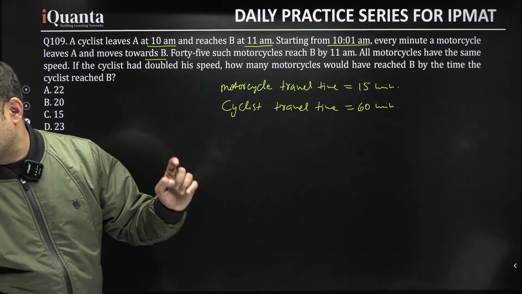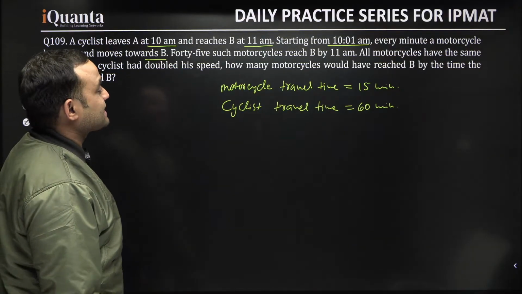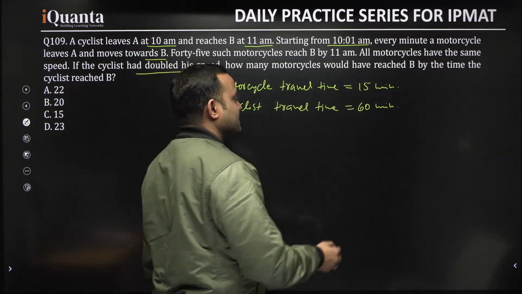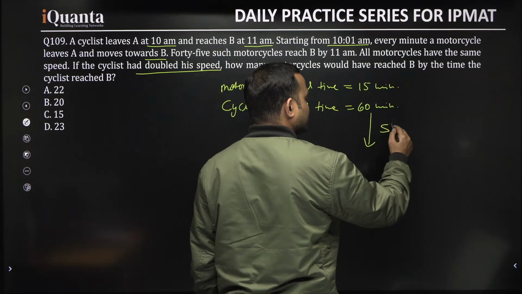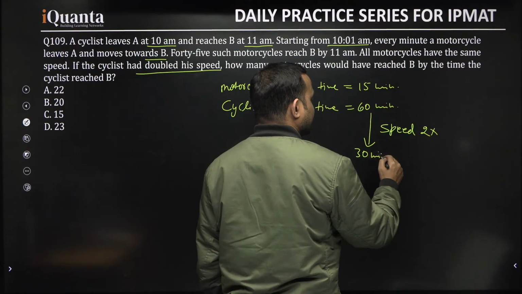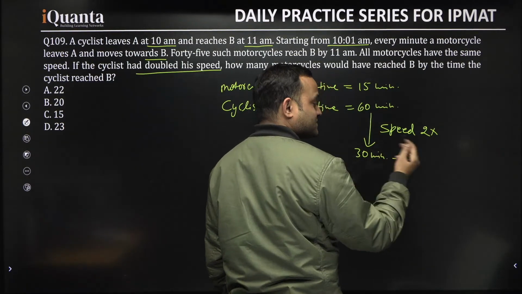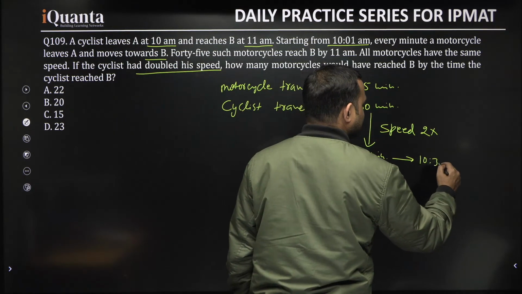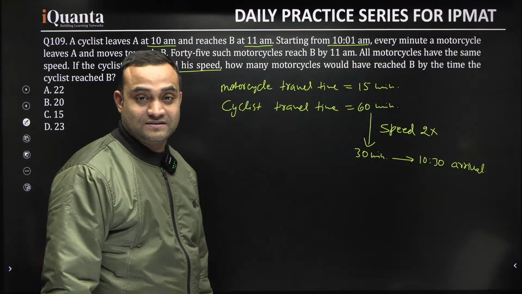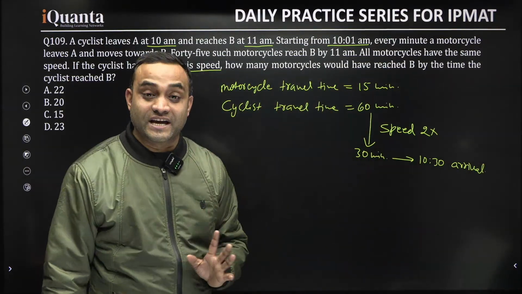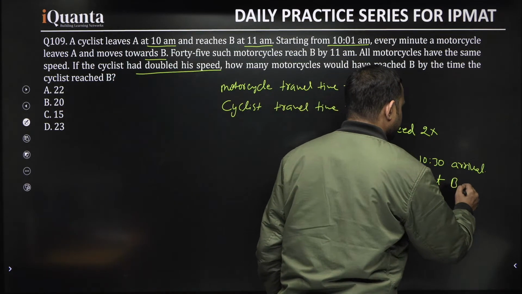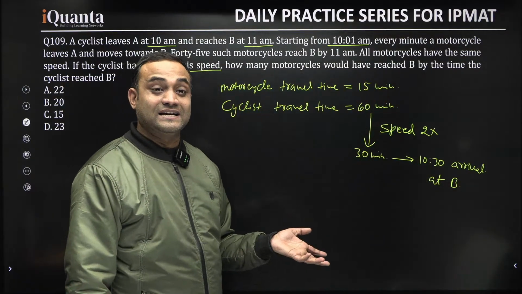So it says all motorcycles have the same speed. If the cyclist had double speed, speed 2x means time half, so how much time will it take? 30 minutes. If this is 30 minutes, that means this cyclist is arriving at 10:30. And by 10:30, how many motorcyclists will have reached B?